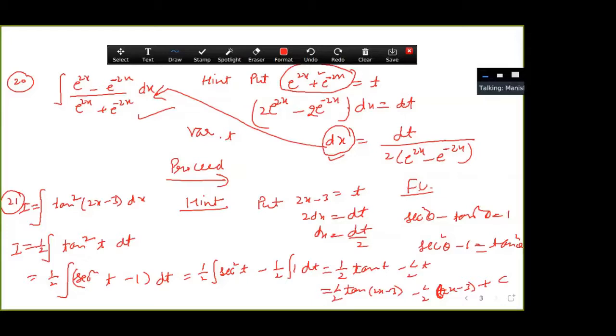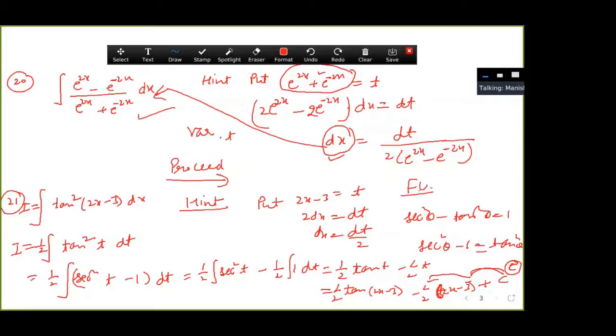Now, if you want to simplify it, this 1 by 2 when multiplied by this 3 becomes a constant term, and c is again here. When you add the constant plus c, you get another c. You can combine 3 by 2 plus c as c or c1.